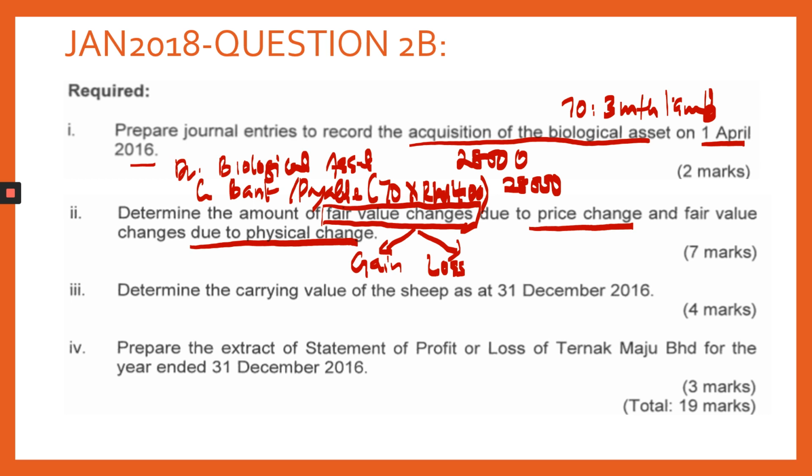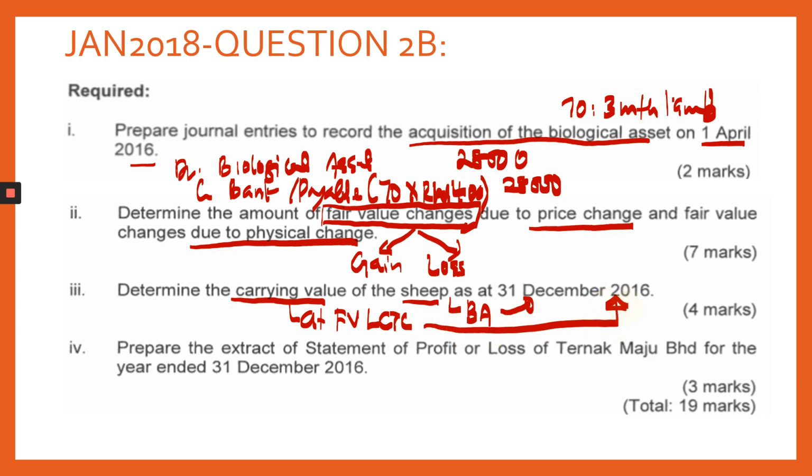That was number 2. Number 3, you are asked to determine the carrying value of the sheep. Sheep is a biological asset. So you are asked to determine what is the carrying value of the sheep in the biological asset account as at 31st of December. So it should be shown at the fair value less cost to sell, which is also as at 31st of December.